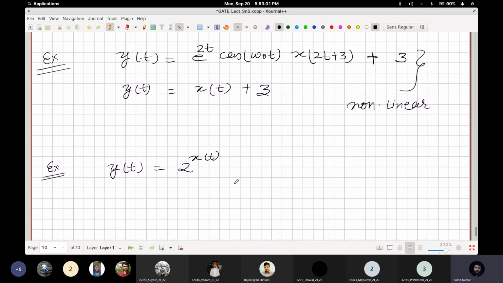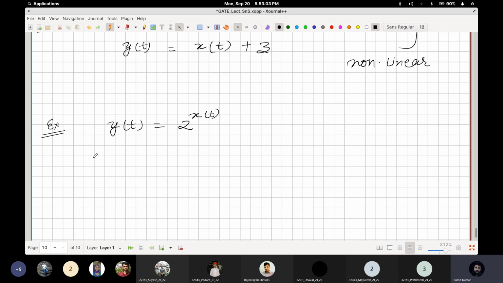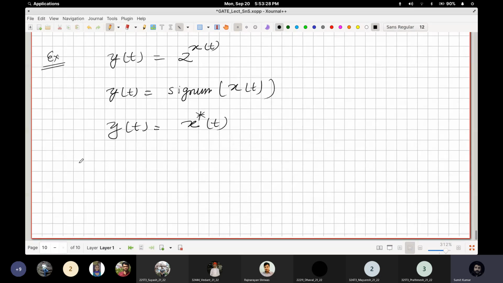So let me give you some examples here that you can try on your own. yt is equal to xt, or yt is equal to the signum function, signum of xt, and then yt is equal to the complex conjugate of xt. These are all different systems.